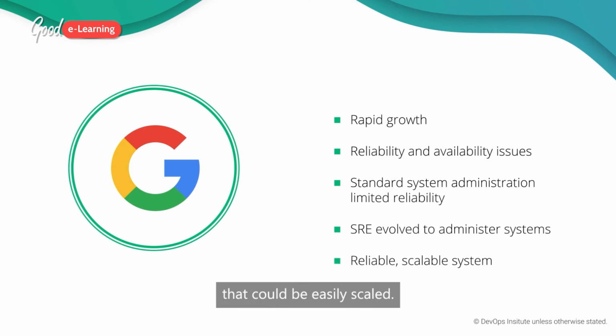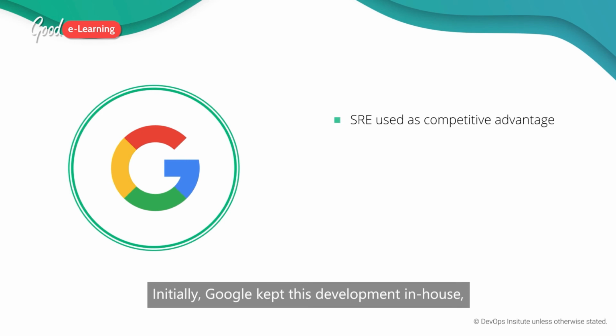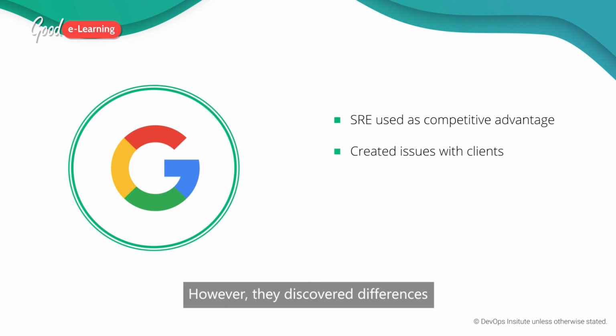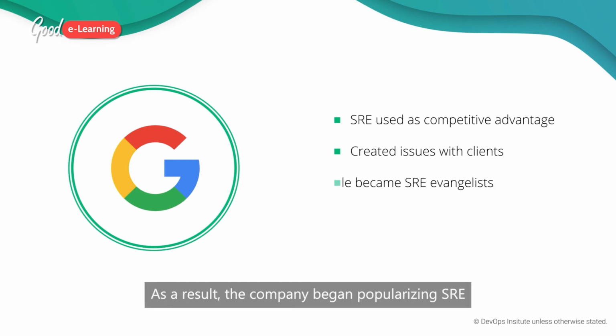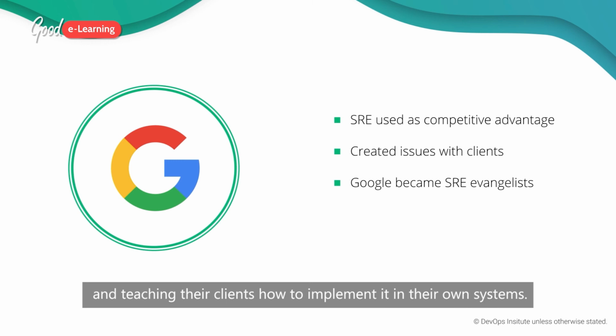The result of this redesign was termed Site Reliability Engineering, and it helped Google develop highly reliable systems that could be easily scaled. Initially, Google kept this development in-house, believing that it would give them a competitive advantage. However, they discovered differences between methods used at Google and those used by their clients caused many problems. As a result, the company began popularizing SRE and teaching their clients how to implement it in their own systems.